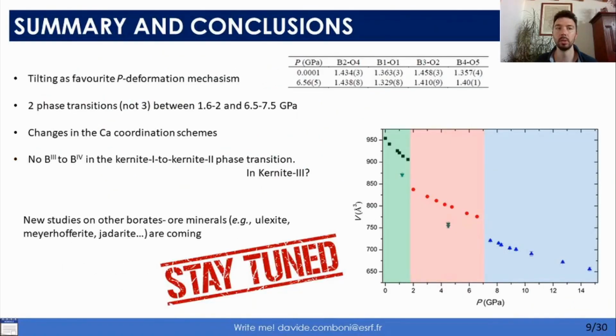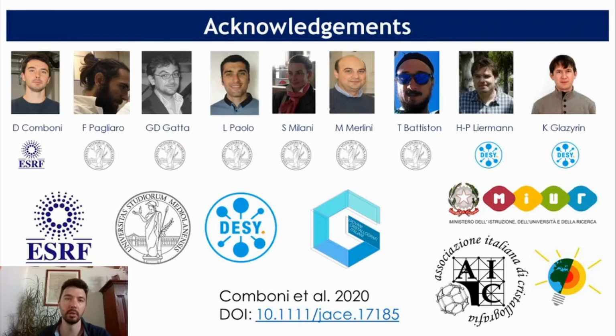To summarize, we saw that the tilting of the boron-oxygen units is the most convenient deformation mechanism occurring in kernite 1 and kernite 2. As you can see, the shortening of the distances between ambient pressure and 6.5 gigapascal is not a big deal. We saw only two phase transitions, occurring between 1.6 and 2 gigapascal and between 6.5 and 7.5 gigapascal. We didn't see the third phase transition occurring, according to Silva et al. 2018, at 11 gigapascal.